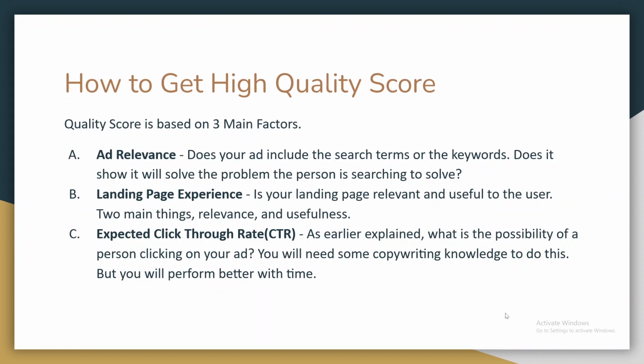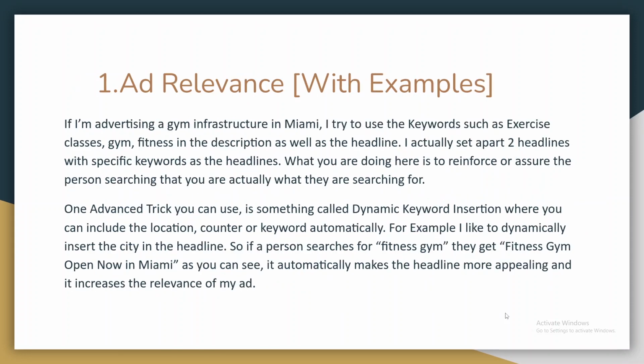This might need you to understand some basic copywriting concepts so that you can have better headlines. Basically, the CTR is centered around the headlines that you're using. I want to explain this with examples, and I'll use the example that I've been using on this channel, which is gym and fitness. If I'm advertising for a gym in Miami, I try to use keywords such as exercise, classes, gym, fitness, weight loss in the headline and the description.